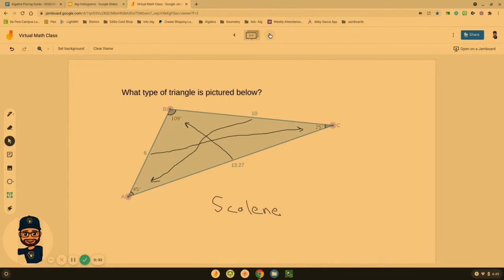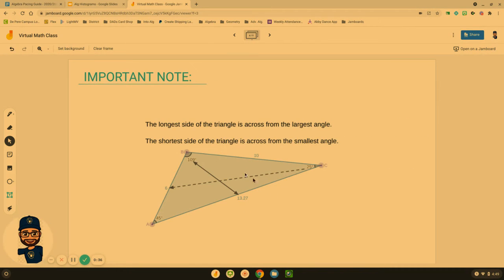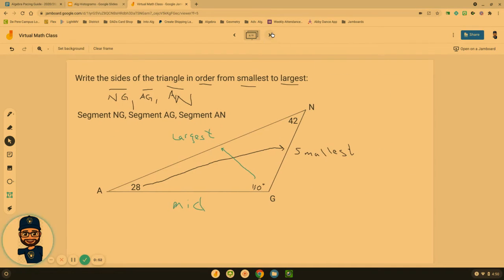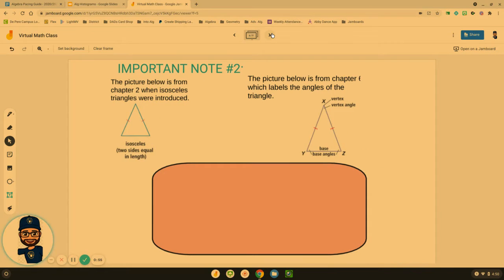So again, yesterday we talked about this piece. The largest angle will be opposite the longest side. The smallest angle will be opposite the smallest side. Okay, and that was from some of the different properties we have with all triangles. And we practiced with a little bit of that. Well, here's the important note number 2 as it deals with an isosceles triangle.